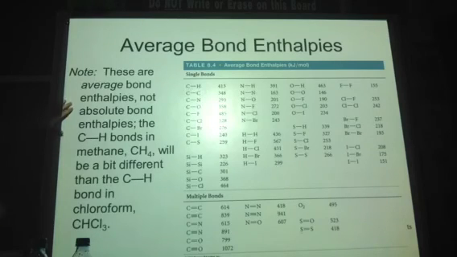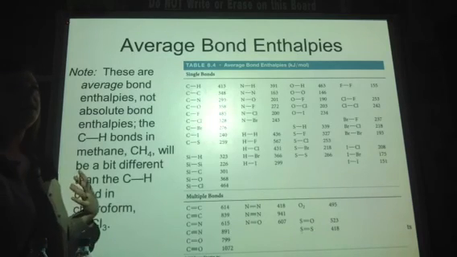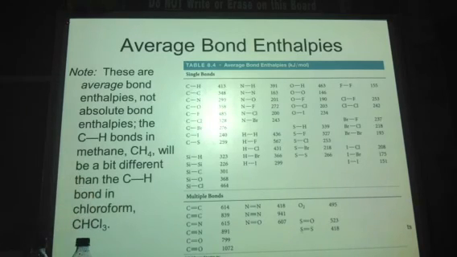Also, these are average bond enthalpies. The reason they're average is that a carbon-hydrogen bond may be in methane, where all of them are the same, or it may be in something like chloroform, where the chlorine may make that carbon and hydrogen interact a little bit differently. So these are just average bond enthalpies instead of a single exact value.